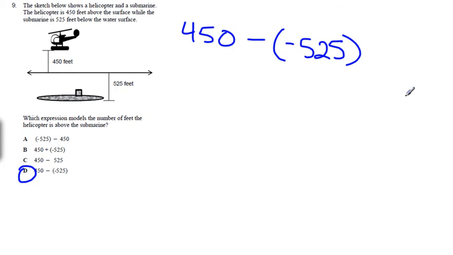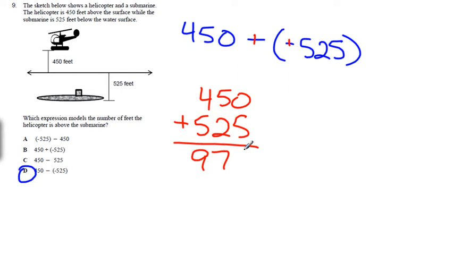And if we want to check this, because just looking at an expression doesn't really tell us a whole lot, if we work this out, instead of subtracting a negative, remember we can add the opposite, and we say, what is 450 plus 525? We do that, we get 975 feet difference, and that makes sense. This is 500 below, this is 400 above. We add those together, that's about 900. So this checks out. If you try these other answers, they don't really make sense. Alright, so there's number 9.